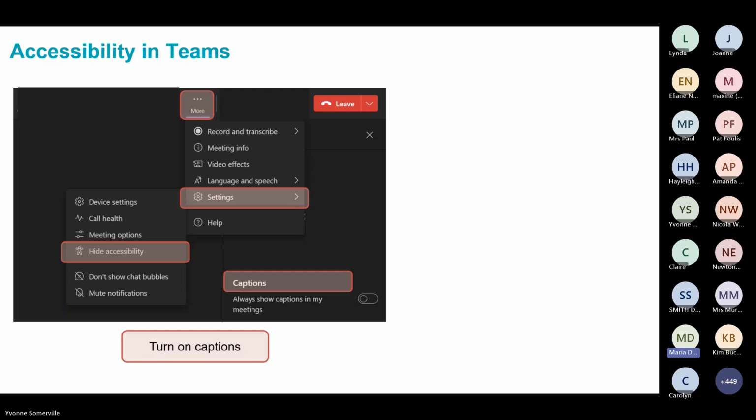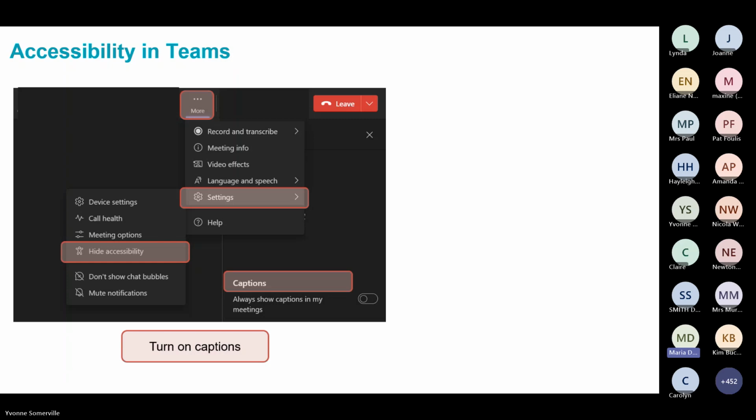So to use live captions in a meeting, go to your meeting controls at the top of the screen, select more and then settings, and you'll be given an option there to turn live captions on or off. It's really helpful if you're still working or you're in a loud environment, because you'll still be able to follow what's been said in the presentation, so it's really useful.